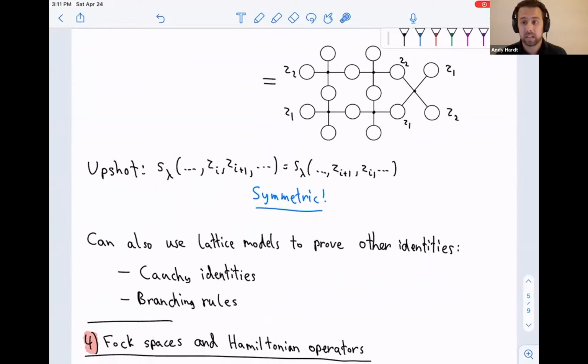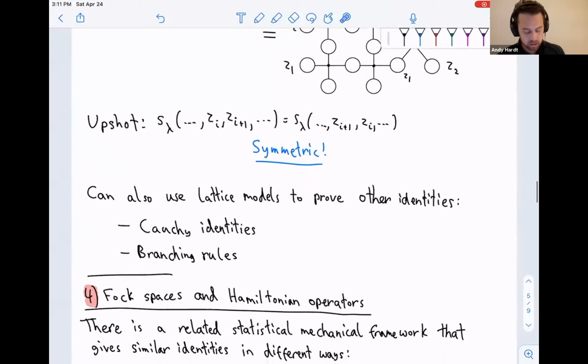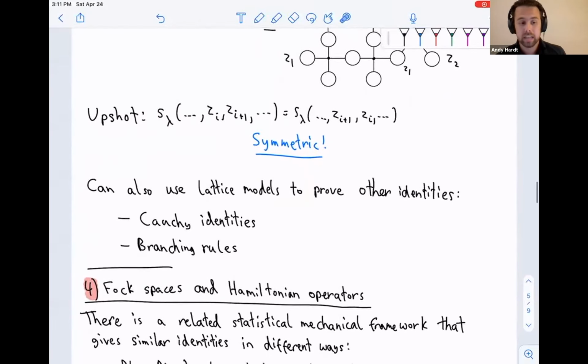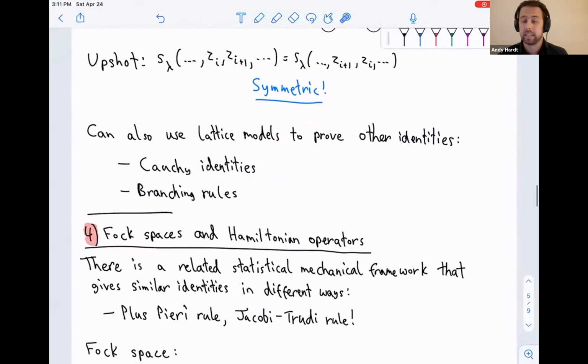And Fock spaces are somewhat similar to lattice models on first glance, and they're somewhat similar on a deeper glance, but those are sort of different perspectives that we have to take. So this is also from statistical mechanics, and it also gives similar identities like Cauchy rules, branching rules, Pieri rules, Jacobi-Trudi rules. And so if we want to play with a correspondence, we can go back and forth and prove our identities on whatever side we want. So the goal is to find a correspondence between these two constructions.